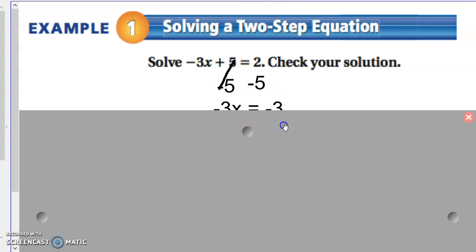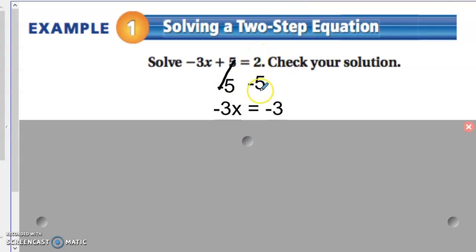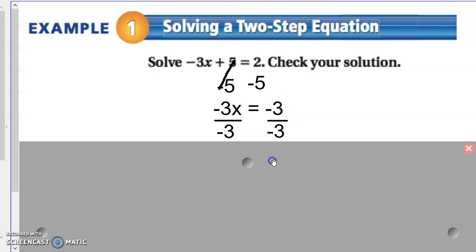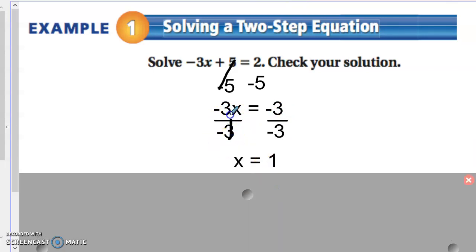That's going to leave me with a negative 3x, and 2 minus 5 is negative 3. Now my second step, this is multiplying here, so I'd have to divide by negative 3 on both sides, and that of course would cancel and leave me with 1. So negative 3 times 1 is of course negative 3. Negative 3 plus 5 would give me the correct answer of 2, so the solution is x equals 1.